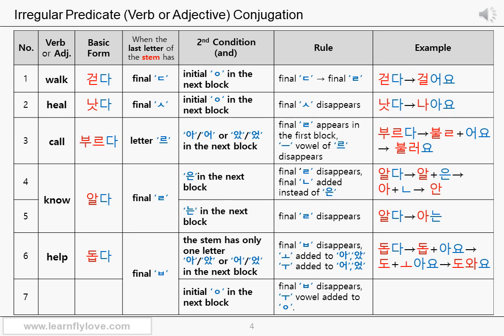So when 돕다 combines with 아요 to be in the present simple tense with the honorific suffix 요, the stem 돕 becomes 도 without final 부 consonant, and 아요 becomes 와요 with O vowel added to 아요. So 도와요, 도와요 instead of 돕아요, 돕아요 is wrong, okay? Let's see the last one. This one is pretty much the same as the previous one, but it's a little bit simpler.